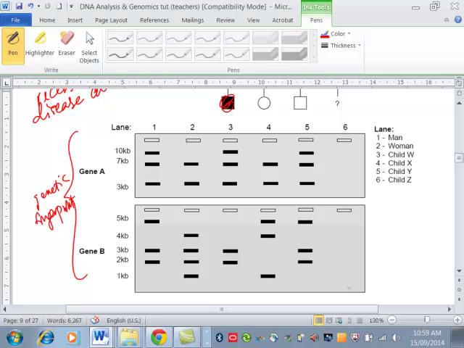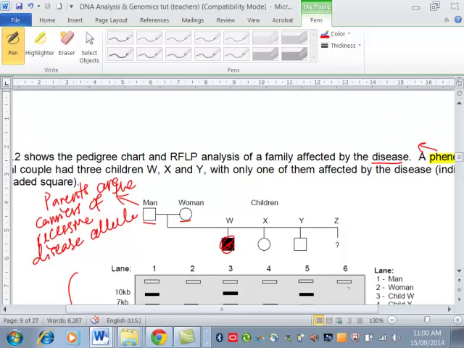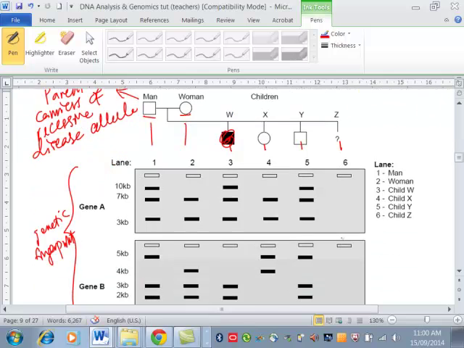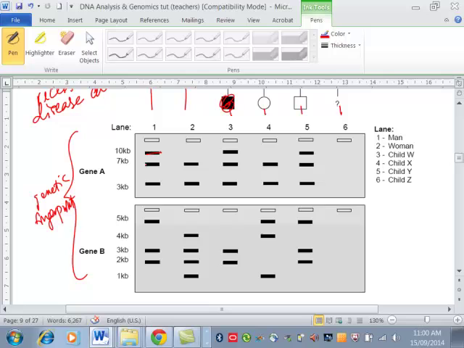Now, the next thing I want you to do, can I give you a quick 10 seconds? I want you to write the genotype. That means which alleles does this person have? The father, the mother, W, X, Y, and Z. I'm going to do the father to illustrate how it's done, then you will do the rest. For the man, he has 10 kb, he has 7 and 3 kb. 10 kb is A1 or A2? A1. So he has A1, and 7 and 3 is A2. So his genotype is A1, A2.